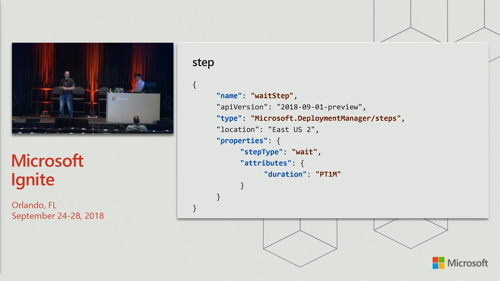Let's take a look at the code. So here's an example step. This is for wait. Has some properties. The step type is wait. We had a lot of spirited conversation about exactly how to name this. I think we landed in a good place. And then we have the duration. PT1M here, that might look a little confusing. It's ISO 8601 standard. That just means 1 minute.